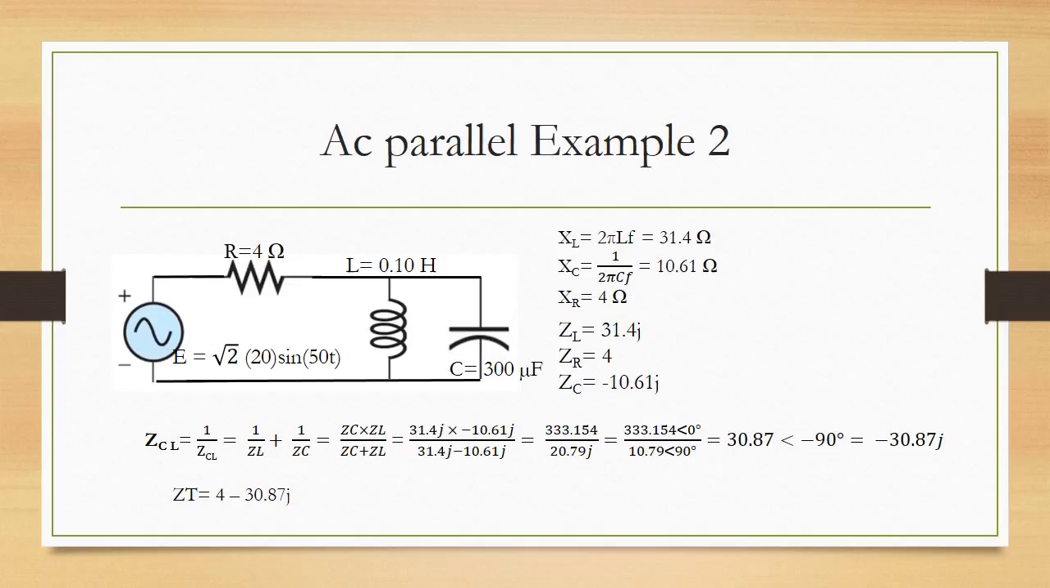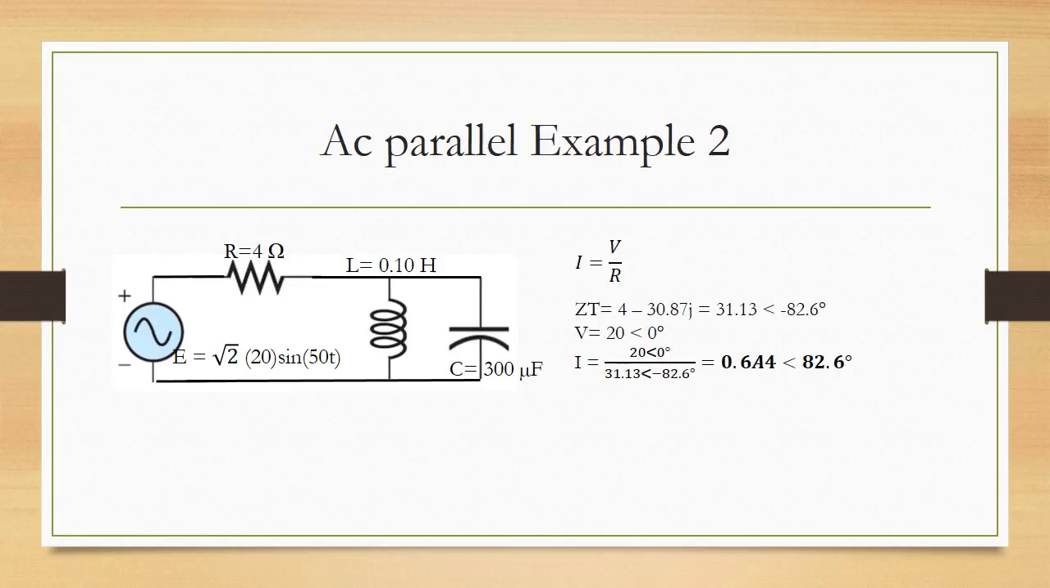Then we add the 4 ohm resistor, which gives us a total impedance of 4 minus j30.87. For question B, we need to find the total current of the circuit. Since we already know the voltage and the resistance of the circuit, using polar division, we find that the current is 0.64 at 82.6 degrees.